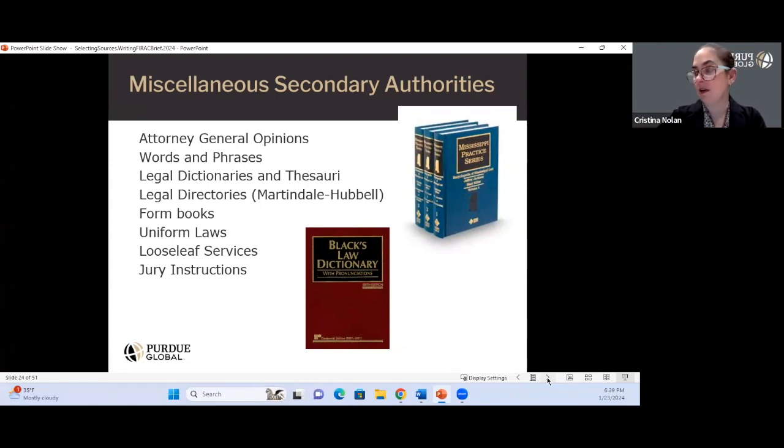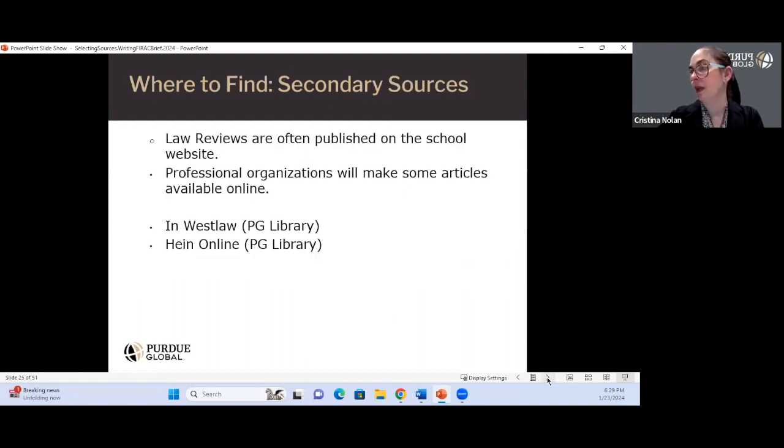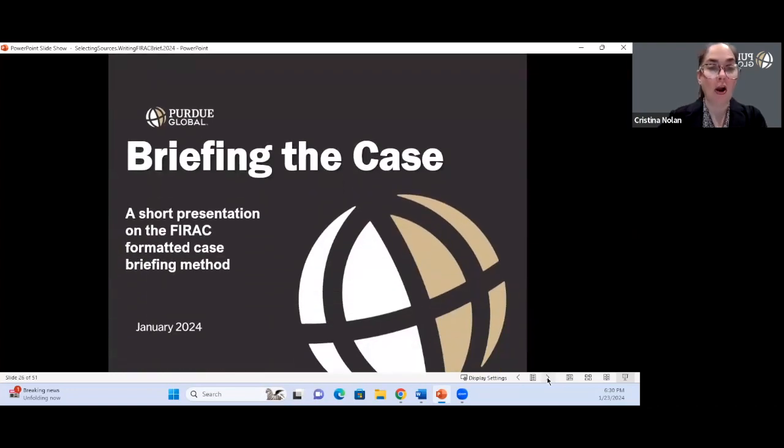Uniform laws, loose leaf services, and then jury instructions. All of these things help give insight into the topic that you're looking into. And then where to find these secondary sources, you'll find law reviews on the school website, professional organizations, and again, our law school library, our library at PG, which for all intents and purposes is as good as a law library. We have so many of these things. And if not, we can share the resources as to how to locate and find these things.